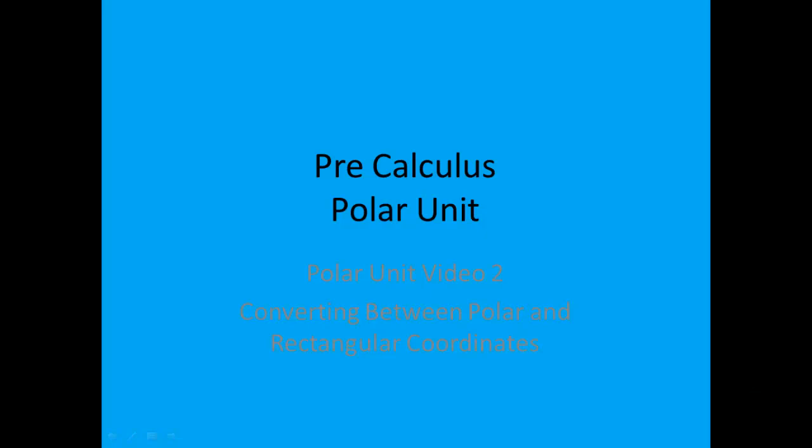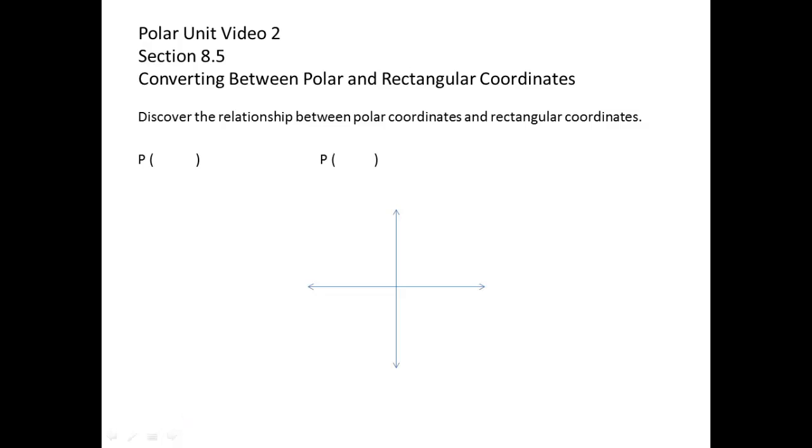Everybody, and welcome back. This is the second video in our polar unit, and we're going to be converting between polar and rectangular coordinates. So we're going to be going between those x, y's that we're very comfortable with and we plot points to the new form, which is our r, thetas. And we're going to start by discovering the relationship between the polar coordinates and our rectangular coordinates.